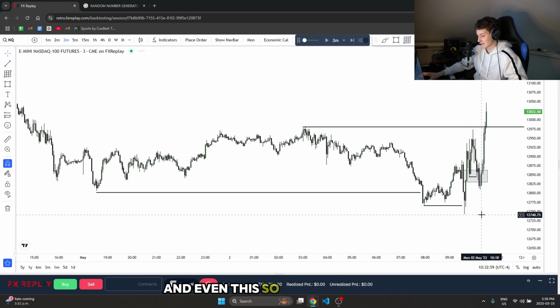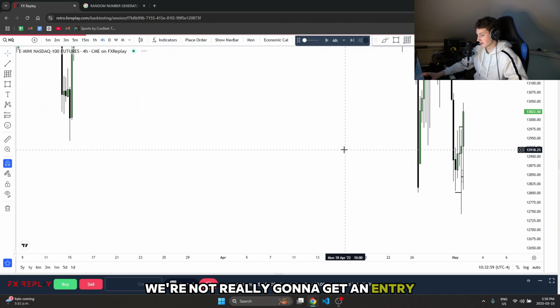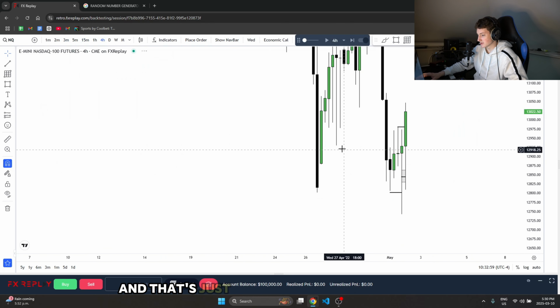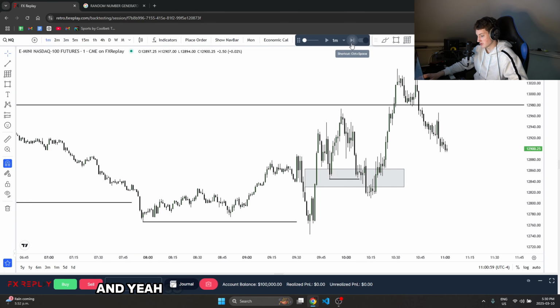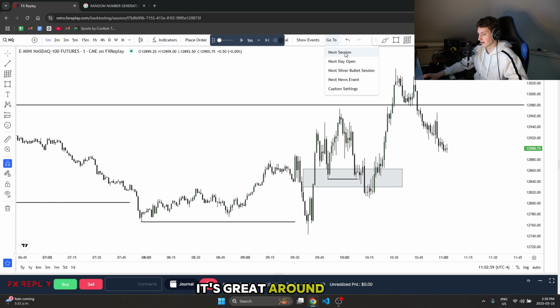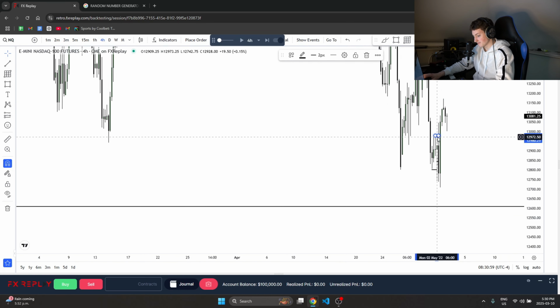So unfortunately, this is just one of those times where we're not really going to get an entry, and that's just the reality of trading, okay? And I don't really want to take a short because I'm not bearish. And yeah, so I'm just going to go to the next day here. It's right around 11 a.m. Next day open. There's always more opportunities.